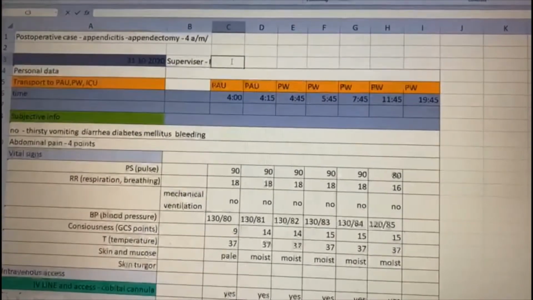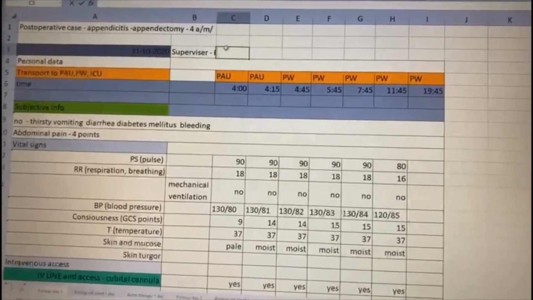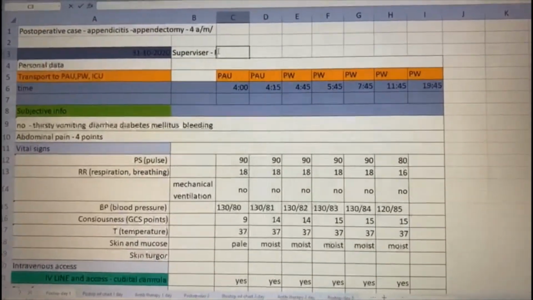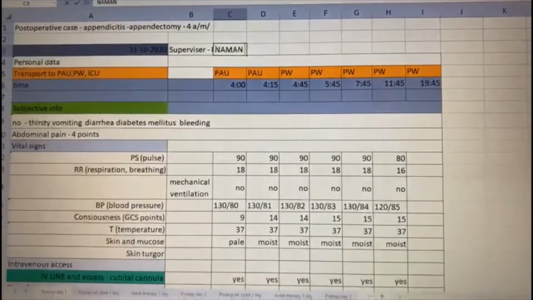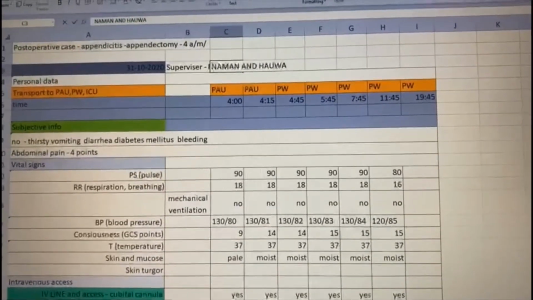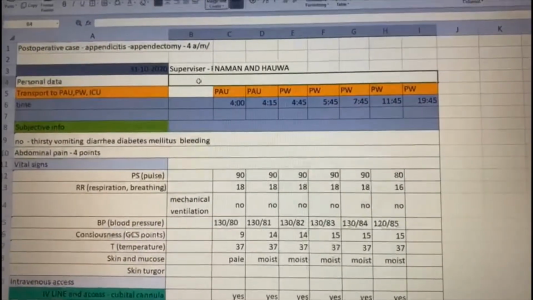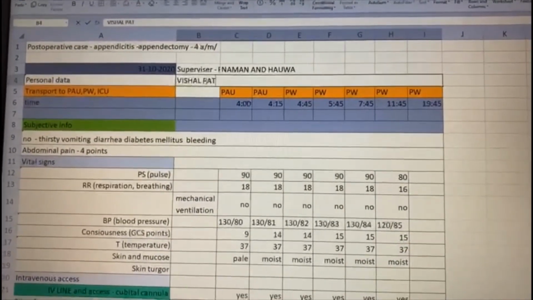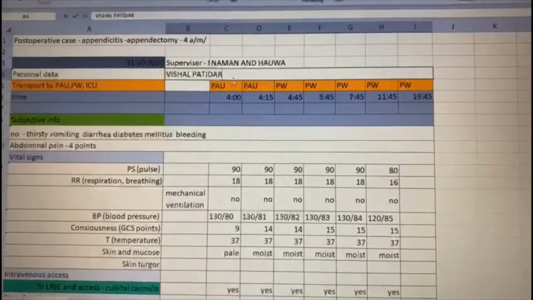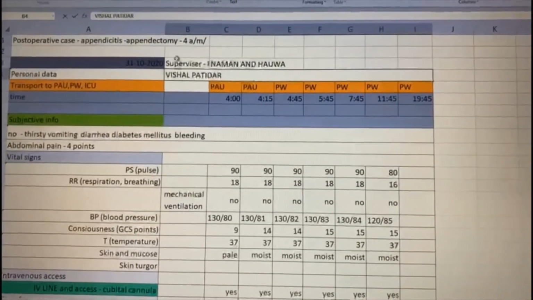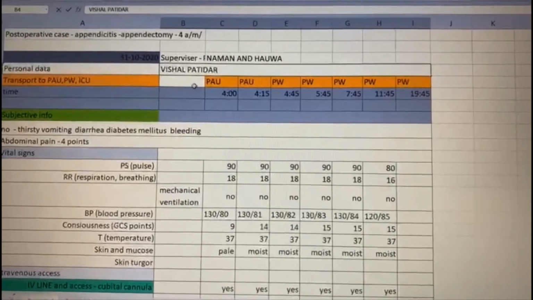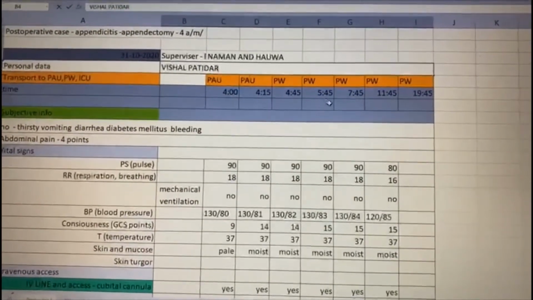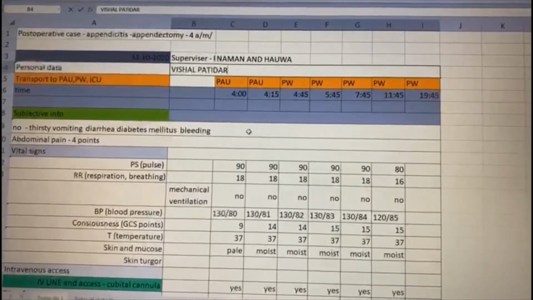So today, 31st October 2020, we had a patient at 4 a.m. We did this surgery for appendectomy, and the supervisors were Naman and HAUWA, and now we are filling the Excel sheet. The patient's name is VISHAL PATIDAR. At different times we did different examinations and the sheet shows the same. Like at 4 a.m. the surgery was done, then the patient was transported to PAU, then PW, and these are the different times of the units that we took for the vital signs.